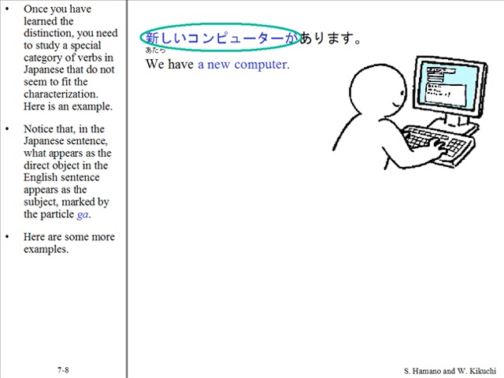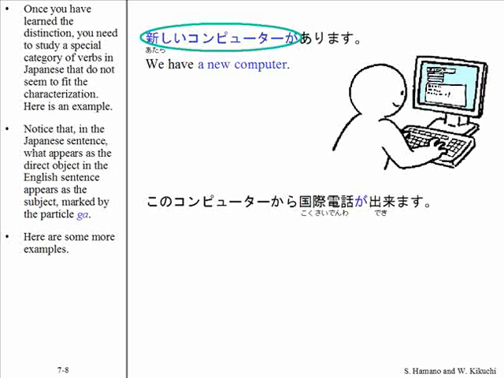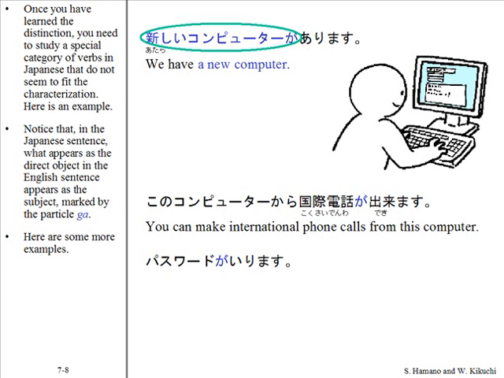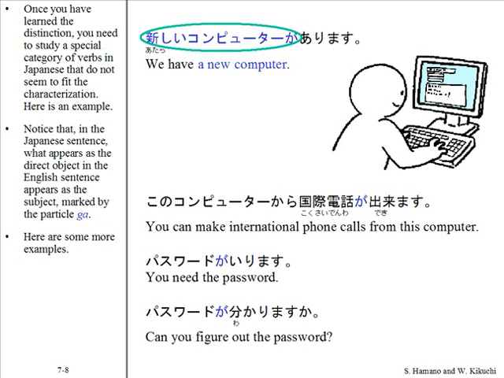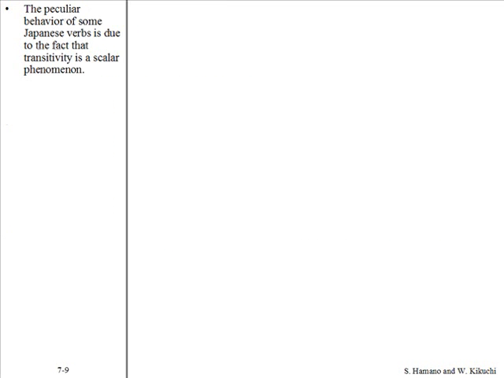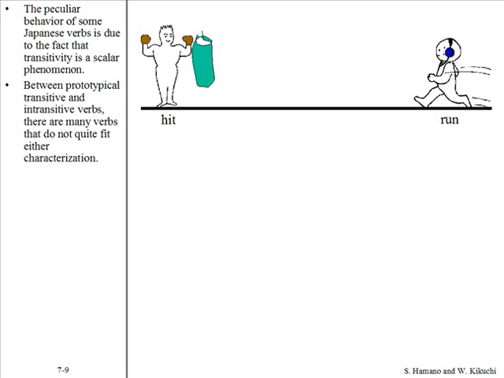Here are some more examples. このコンピューターから国際電話ができます。パスワードがいります。パスワードがわかりますか？The peculiar behavior of some Japanese verbs is due to the fact that transitivity is a scalar phenomenon. Between prototypical transitive and intransitive verbs, there are many verbs that do not quite fit either characterization.